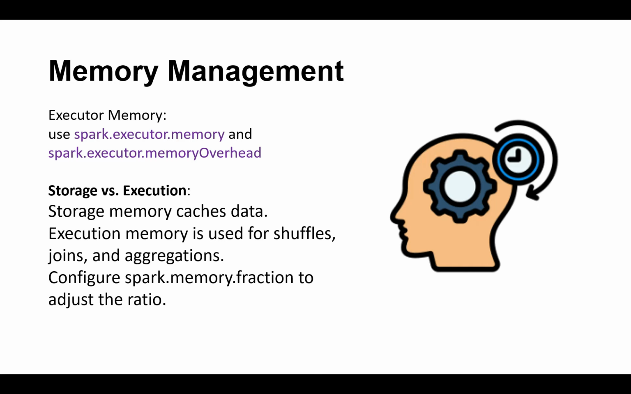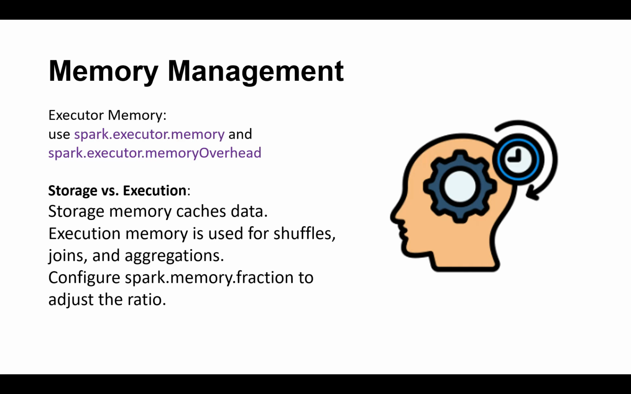And in that memory also there are two broad categories. One part is used for storage and one part is used for actual execution. Storage is nothing but data that we are caching, something like a broadcast variable or any data that we are caching. Execution memory is whatever the executor is using for shuffles, joins, aggregations. So it is important to set up the executor memory overhead property very carefully. And also we can set up the memory fraction property, which means how much should be the storage memory versus the execution memory. That ratio we can adjust using spark.memory.fraction.